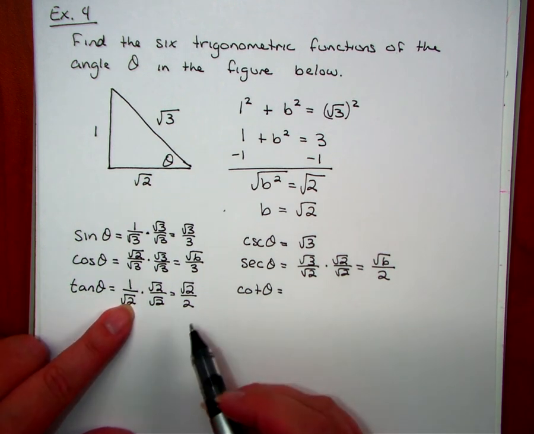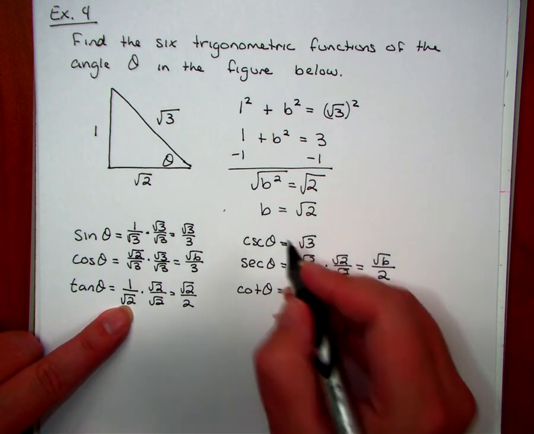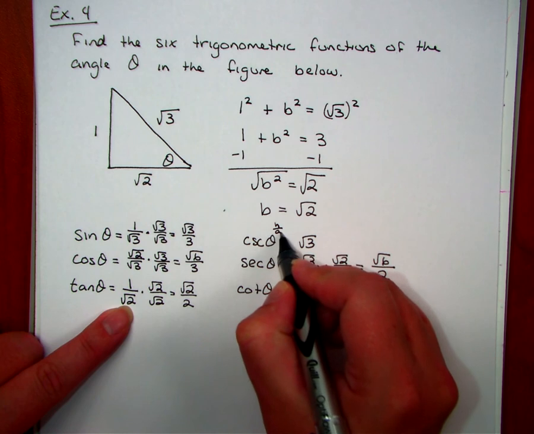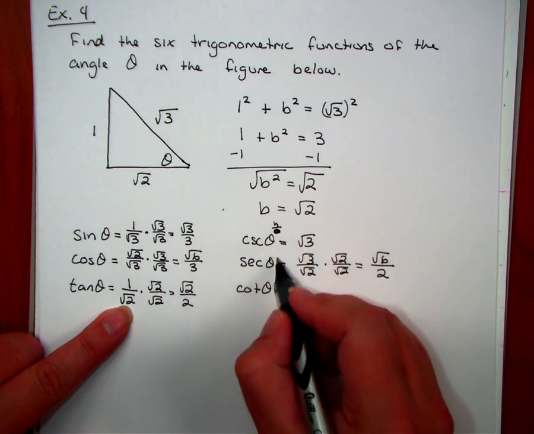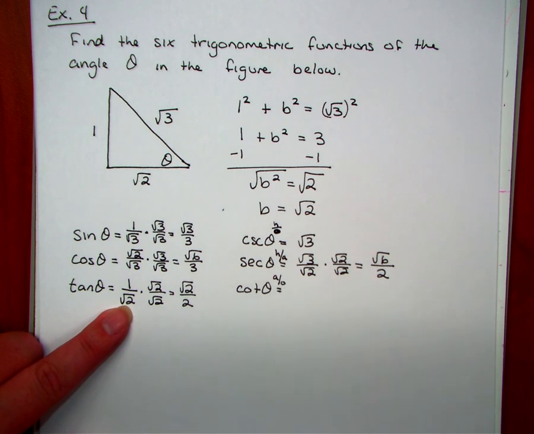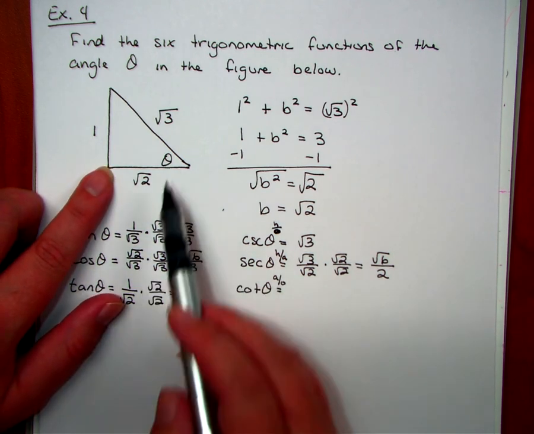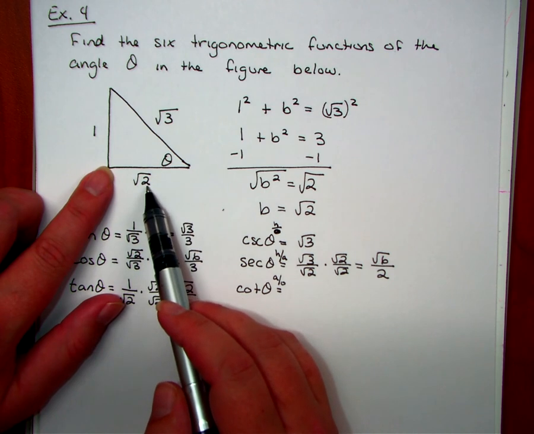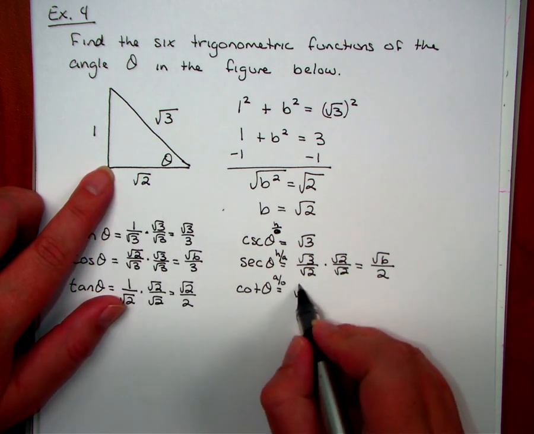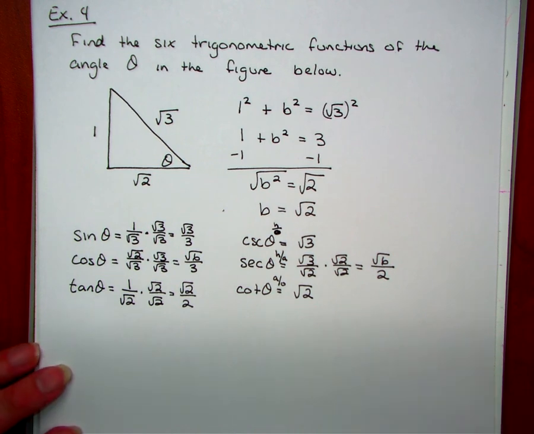All right, cotan, we can flip this, or we can go ahead and do our ratios. Cosecant is hypotenuse over opposite, secant is hypotenuse over adjacent, and cotangent is adjacent over opposite. So I could just look at the triangle here. For theta, the adjacent side is rad 2, the opposite side is 1, so I'm just going to get rad 2. And that is all you need to know to complete 8.1.